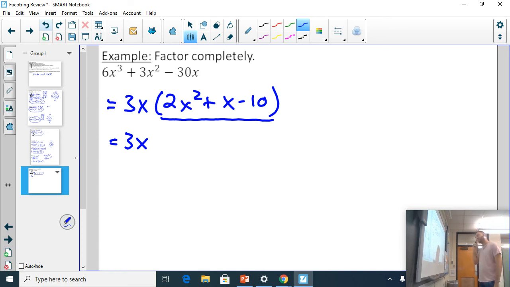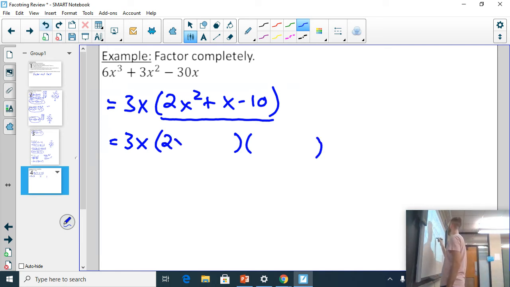And again, it's one of those where we're going to have to break it up. But at this point, you could follow your steps and you'll get there. But I'm just going to think about it, right? So 2x squared, I know that the only multiples of 2 are 2 and 1. So I know one's going to need to be 2x, and I know the other is going to need to be x. And I see a minus at the end. So one has to be plus and one has to be minus. We just have to figure out which one it is. And they have to be multiples of 10.